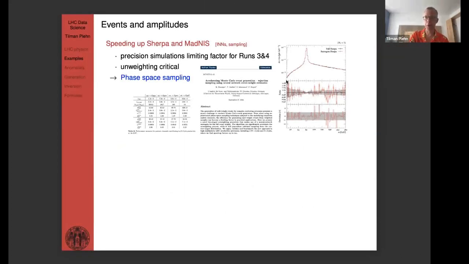Something that everybody is working on, Ramon included, is how to speed up event generation, Sherpa or MadGraph. We call it MadNIS, MadGraph neural importance sampling, because for Run 3 and Run 4, the high-lumi run, the current version of MadGraph is just too slow. Not a whole lot too slow, but a factor of 10 to 20 too slow. The hope is that we can enhance the speed of these simulation tools, both event generation and detector simulation, using machine learning.